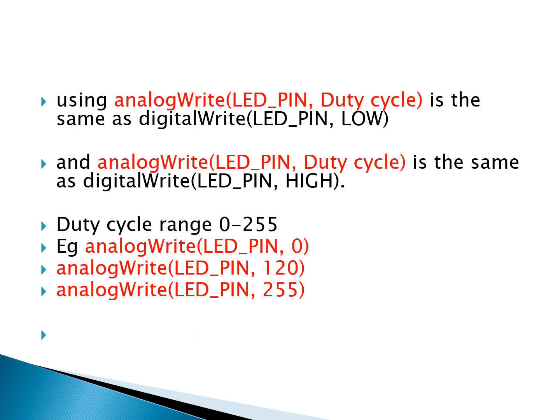Using analogWrite(LED_pin, duty cycle), a duty cycle of 0 is the same as digitalWrite(LED_pin, LOW), and a duty cycle of 255 is the same as digitalWrite(LED_pin, HIGH). Duty cycle ranges from 0 to 255. Example: analogWrite(LED_pin, 0), analogWrite(LED_pin, 120), analogWrite(LED_pin, 255).